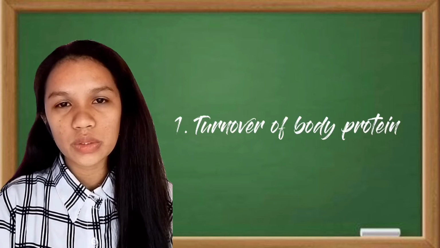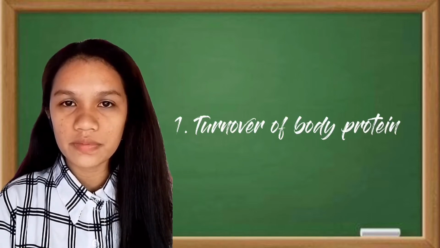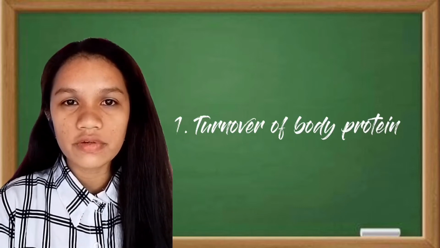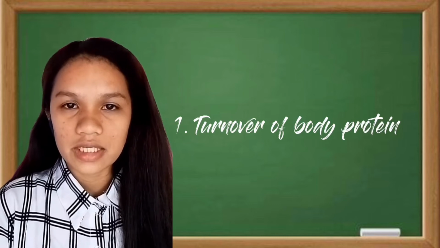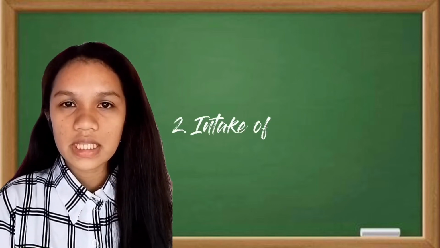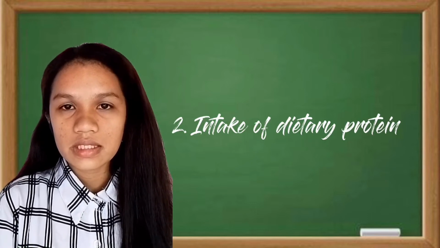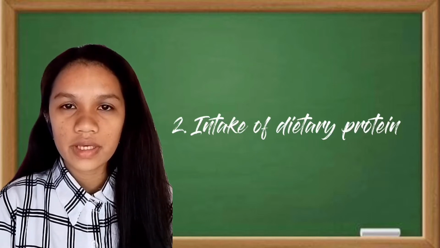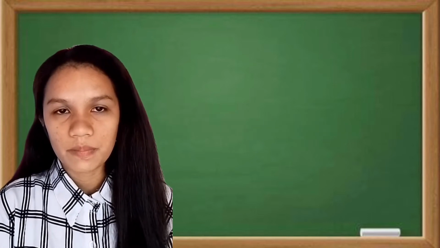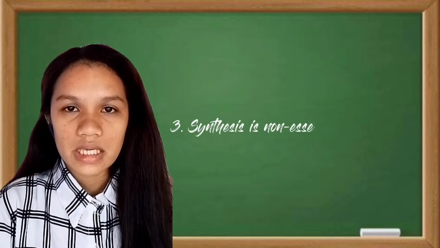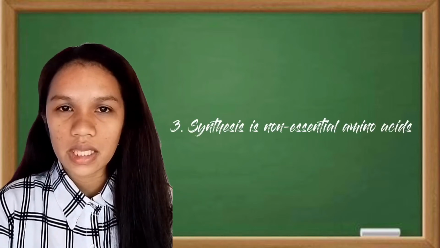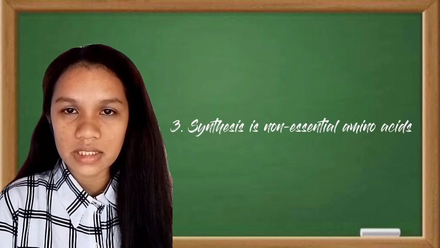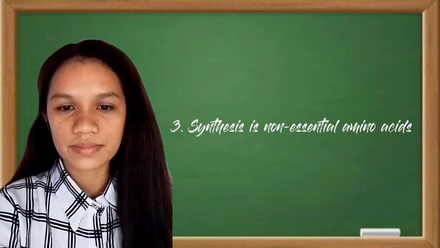When we say protein turnover, it refers to the continual renewal or replacement of protein. It is defined by the balance between protein synthesis and protein degradation. Number 2, intake of dietary protein. The DRI, or dietary reference intake, is 0.36 grams of protein per pound. Number 3, synthesis of non-essential amino acids. It means they can be synthesized in the body, whereas essential amino acids must be obtained in the diet.